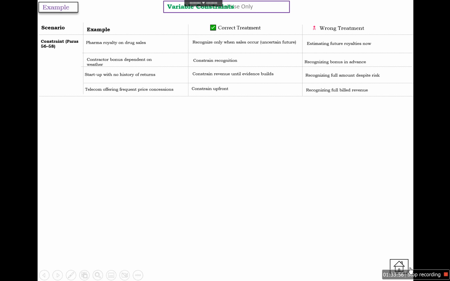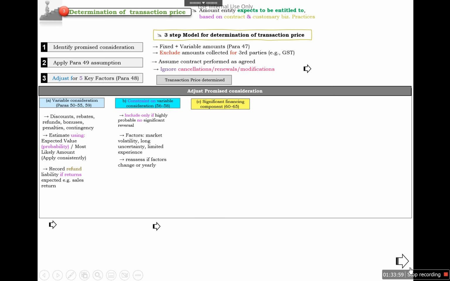Next is about the significant financing component. If there is a significant financing component, in that case we need to adjust for the time value of money if the timing does not match with the delivery. If there is a price that is adjusted for the time value of money, then it is called the presence of a significant financing component.